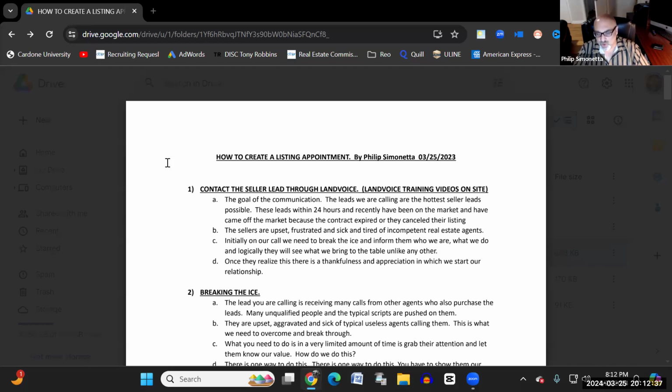So initially, on our call, we need to break the ice and inform them who we are and what we do, and logically, they will see that what we bring to the table is unlike any other people they're dealing with. Once they realize this, there's usually a thankfulness and an appreciation, and we start a relationship with these people. Now, I know of no other brokerage or company that trains this way.